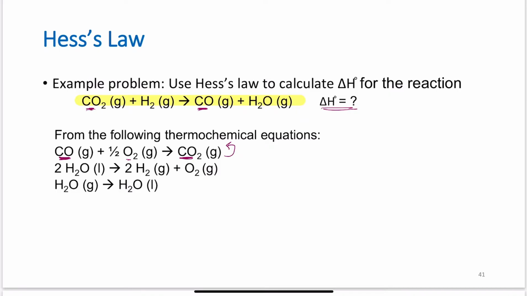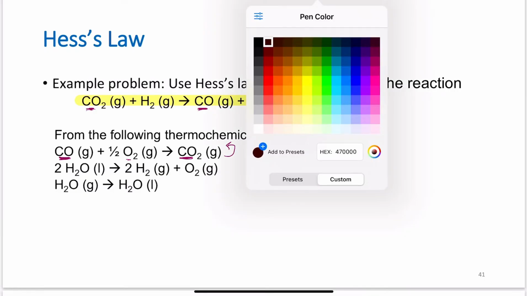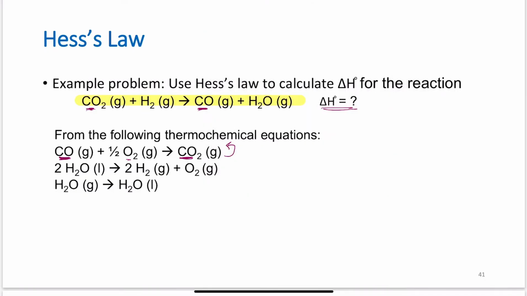I just realized I keep forgetting to write down the delta H values on this actual slide. So let me write them right here. Delta H of this one, it's in the student notes, but I forget to write it on the slide, negative 283 kilojoules. Delta H for the second reaction, positive 571.6 kilojoules. And delta H for the third reaction, negative 44.0 kilojoules. Okay.